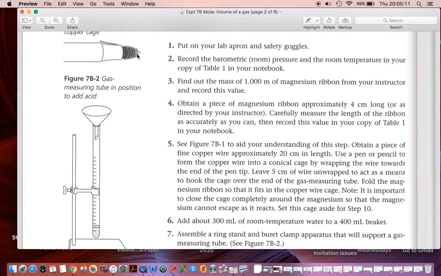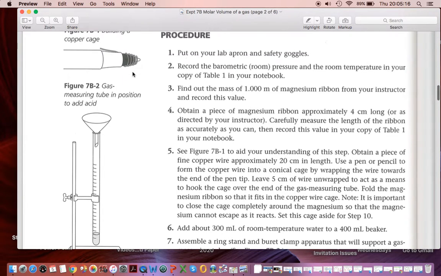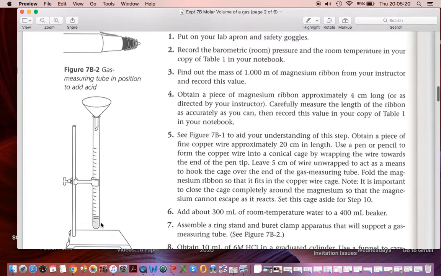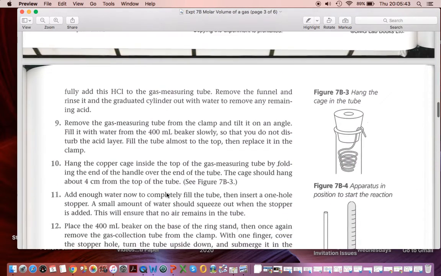One student would be coiling up magnesium around the tip of a pen and then building a cage out of copper wire. And the other student would load acid, and this is actually going to be graduated cylinders, what we used. And they would load acid at the bottom, and then they'd carefully drizzle water on top. What they're trying to do is avoid having the acid mixed with the water. The acid's denser than water, so if we just slowly add the water, it should sit on top of the acid. That becomes important in a moment.